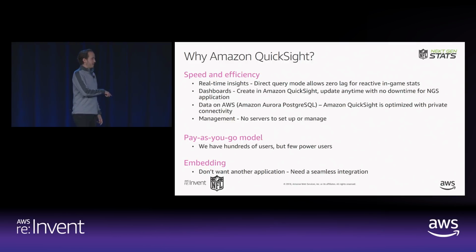The embedding was another thing that was very important to us. I think everyone can relate to this, but we already have a ton of applications that our users have to worry about. The last thing we wanted to do was allow our users to say, here's a username and password for one thing for Next-Gen Stats, and here's another application for Next-Gen Stats. But you have to remember where some of our data is and where the other half of it belongs. We needed one tool that solved all of our problems.